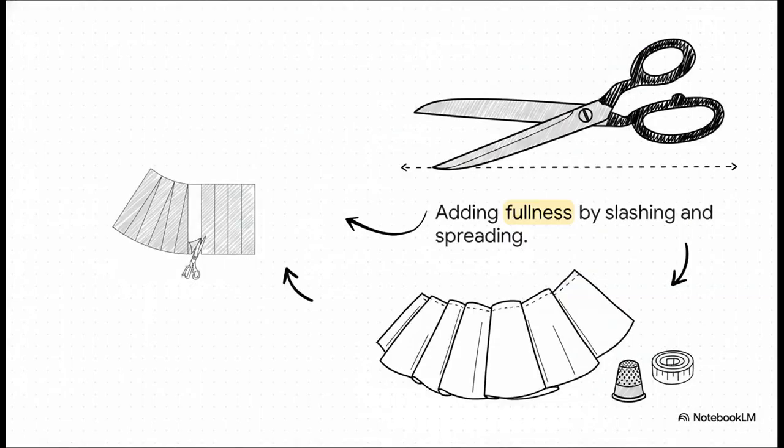To actually add this fullness, we literally use that slash and spread technique again. The pattern maker draws lines, cuts the paper into strips with scissors, and physically spreads them apart. By expanding the pattern's outline this way, you create a larger template. That shows the manufacturer that much more physical fabric is required to achieve the intended volume.